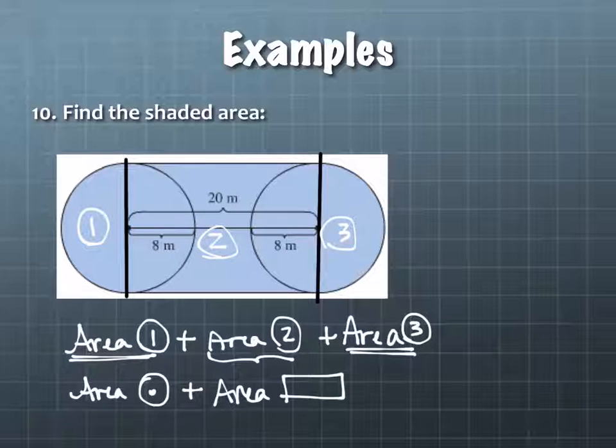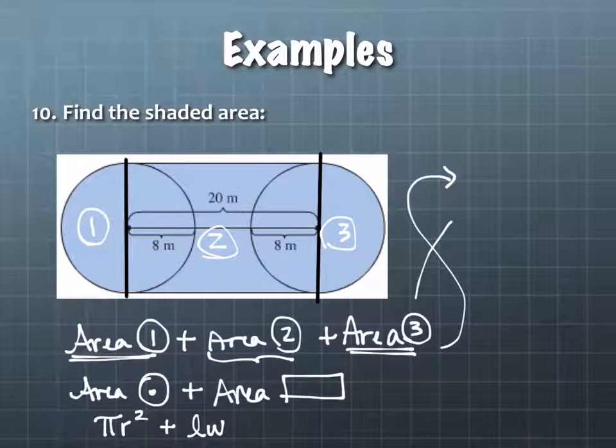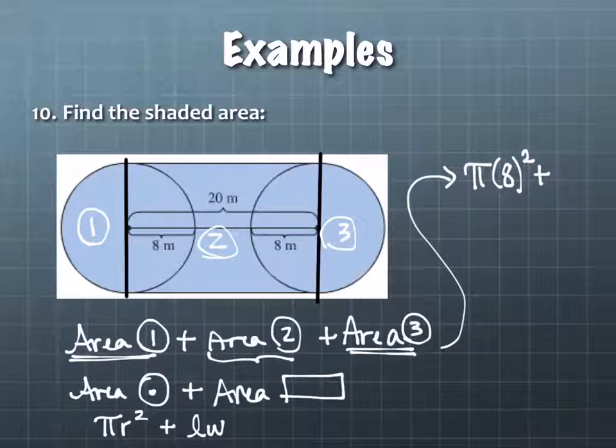Does everybody see that? So in a very real sense, this is pi r squared plus length times width, and then we can find the different values based on the image that we were given. Since I wrote my circle first, let's do the circle first. What is the radius of the circle? 8 meters. Yeah, so we've got pi r squared, and r is 8. So that's my circle.